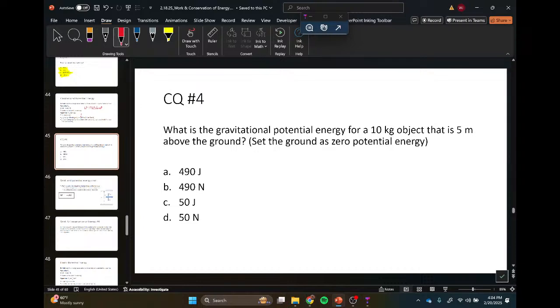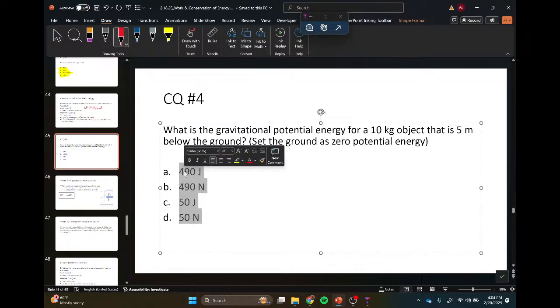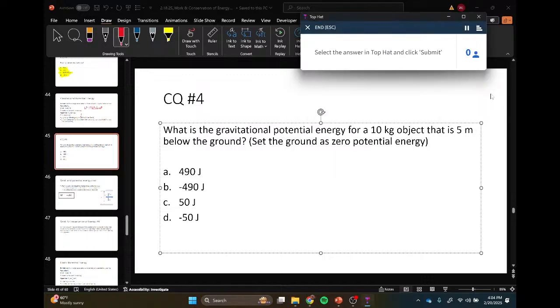All right, what is the gravitational potential energy? And I'm going to actually change this problem. I'm going to change all the answers to 490 joules, negative 490 joules, 50 joules, negative 50 joules. What is the gravitational potential energy for a 10 kilogram object that is 5 meters below the ground? I am telling you in this problem, set the ground as your zero. So this one, I'm telling you what your zero is.